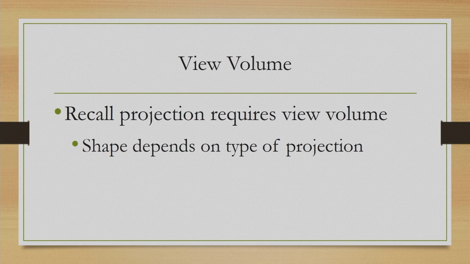Now, in order to understand those matrices, we require some understanding of the view volume, because the projections are dependent on the view volumes, and the shape of the view volume actually depends on the type of projection we are interested in. So, we already mentioned there are two types, one is perspective projection, one is parallel projection, and their corresponding view volumes are different.